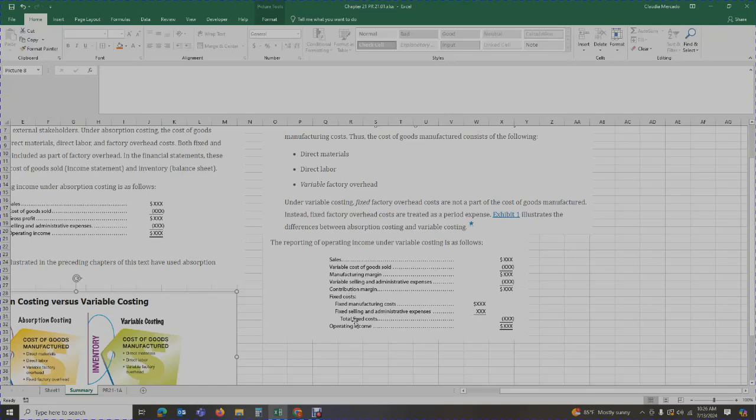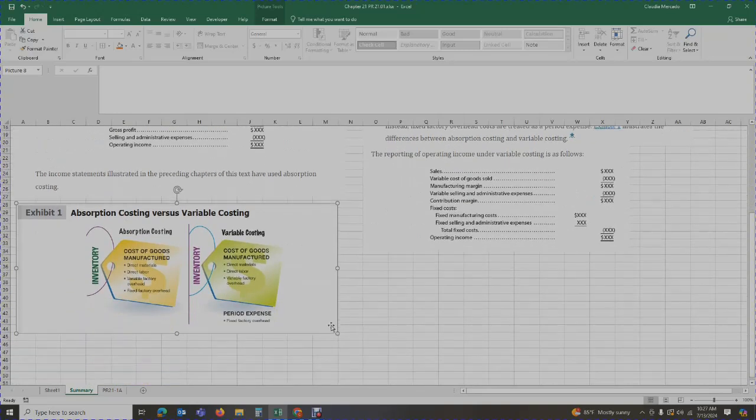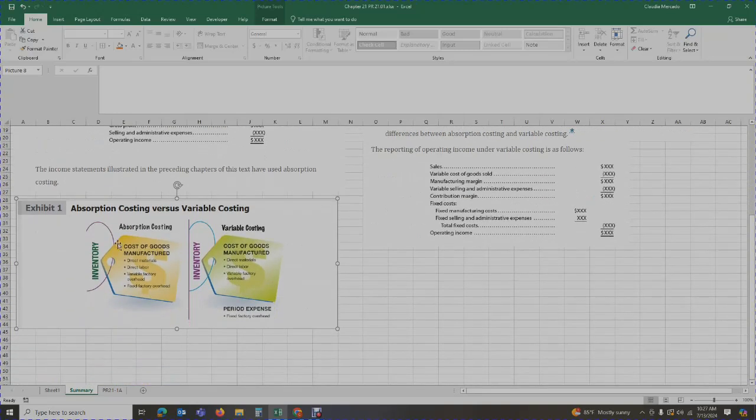You're going to deduct your fixed cost from fixed manufacturing costs and fixed selling and admin expenses. You get your total cost, you deduct that, and then that will give you your operating income. Okay? So they've also provided you with Exhibit 1, which basically shows you the differences between absorption and variable costing.